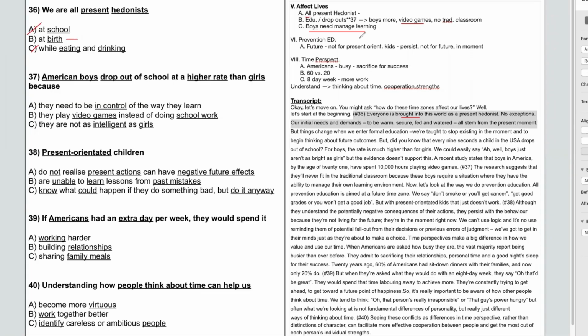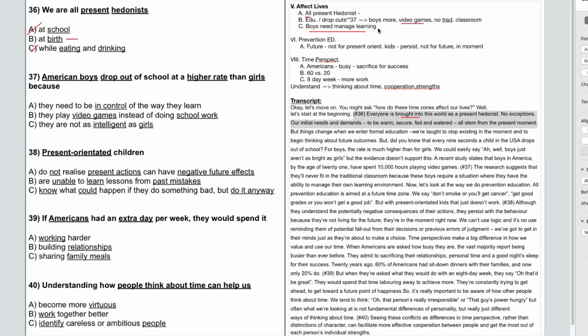This is a very common trick in the IELTS exam to include something that is definitely not the answer. Now, number 37 is actually quite difficult. I would say it's probably the most difficult question in this section because we have the keyword of video games, and video games is in B, but then we have C, which says boys need to manage learning. And managing is a synonym for in control.